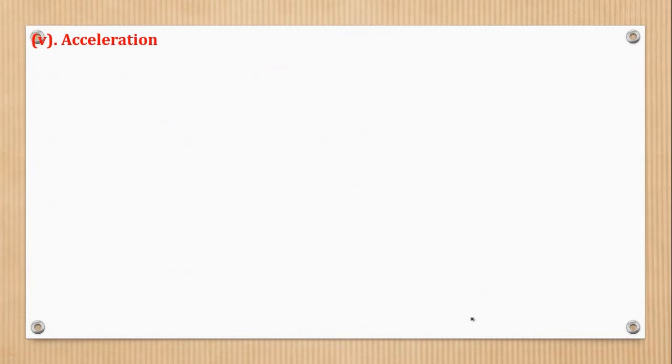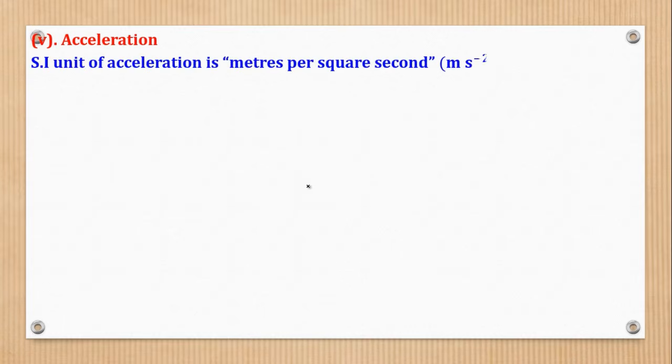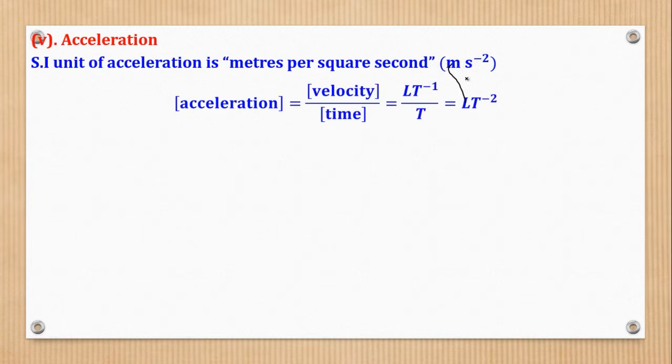Let's go to acceleration. Now what we are doing, we are looking at a number of derived quantities which are common in physics paper 1. Acceleration, the SI unit is meter per second squared, or per square second. Therefore, the dimension will be L T to power negative 2.